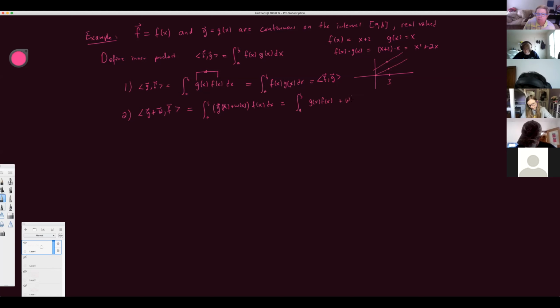W of X F of X, all dx, so this is all one thing here, which of course is equal to the integral from A to B of G of X F of X dx plus the integral from A to B of W of X F of X dx, right? And that, of course, is the inner product of G, F plus W, F. So now we've proven the second axiom.